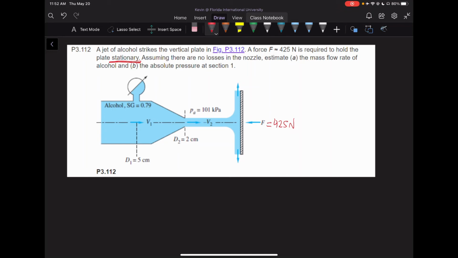And we're told, assuming no losses in the nozzle, estimate the mass flow rate of alcohol and the absolute pressure at section 1. So we know that we're given a force. As a first approach to this problem, we can say, okay, we're given a force. Therefore, we know that we're going to have to use linear momentum, we think. Since we're given a force, usually we use linear momentum.